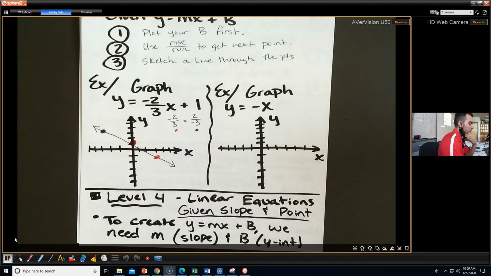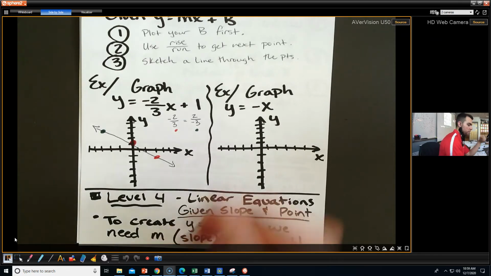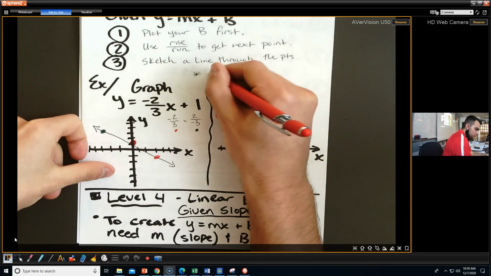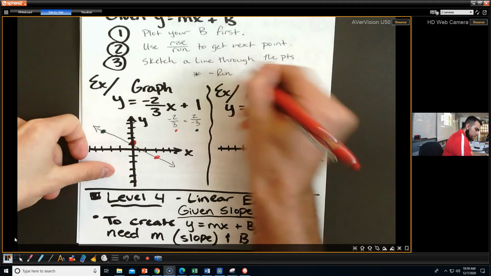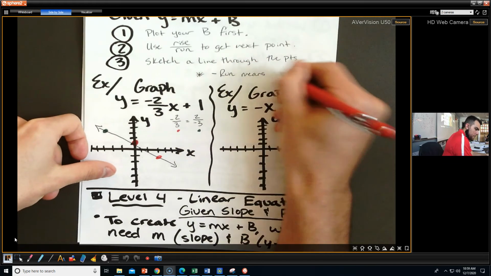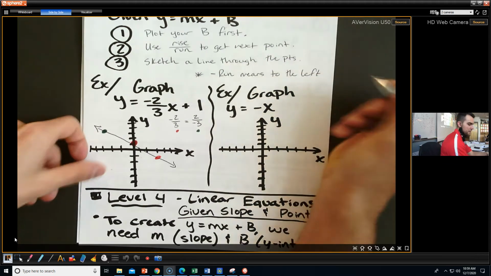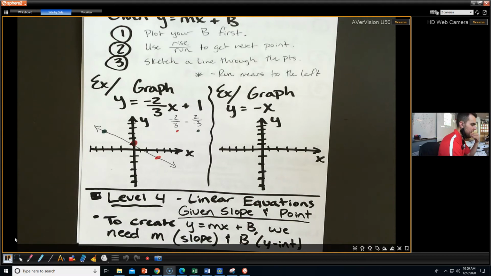Okay. Also, if your run is negative, you go to the left, and I think we should write that down probably right up here. So negative run means to the left. And I think that's the only thing that really confuses kids. If I have negative rise, we know to go down. That kind of is intuitive.